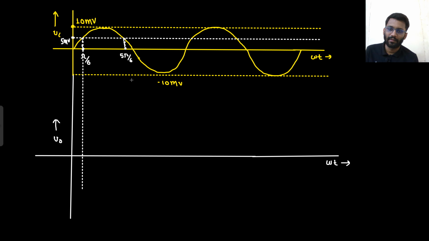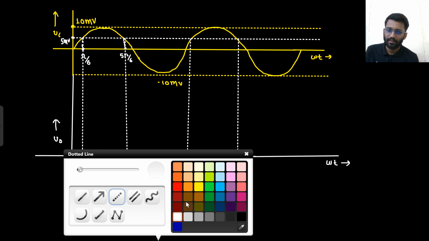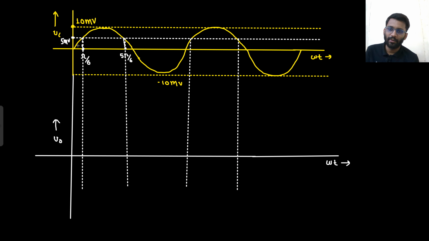Minus V set here, and minus V set here, and minus V set here. Here in this range your input is lesser than 5 millivolts, so you are getting minus V set.